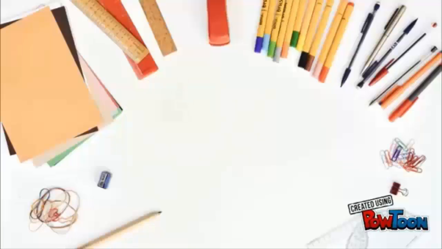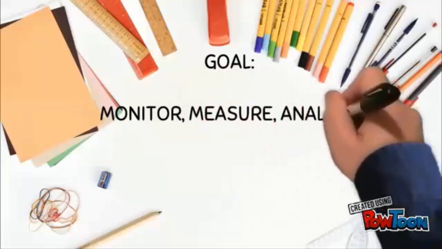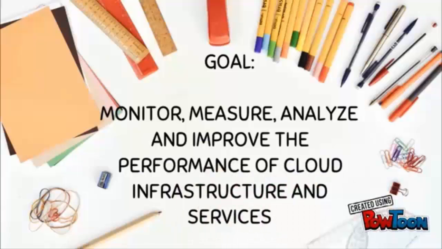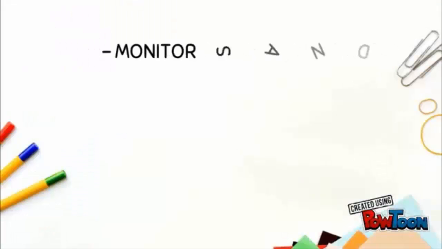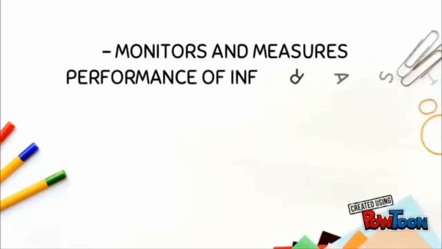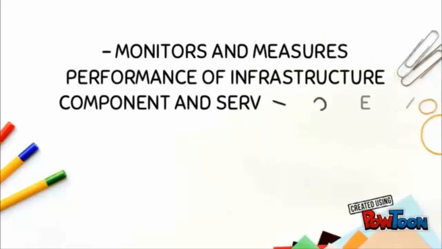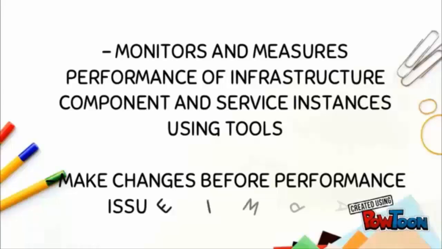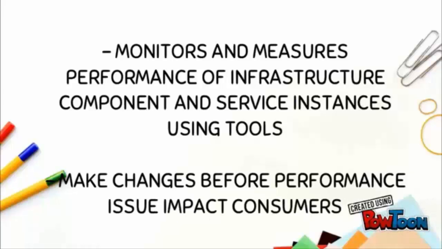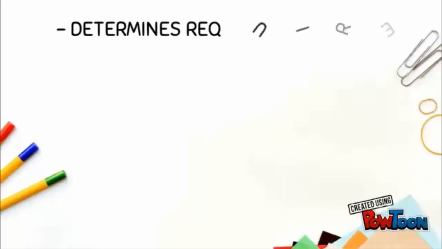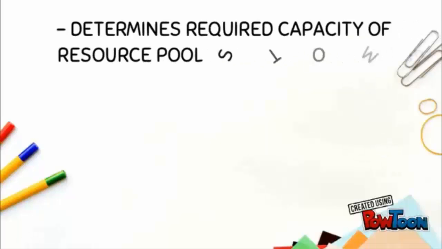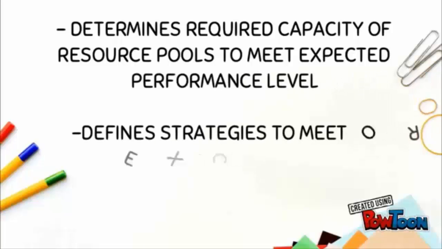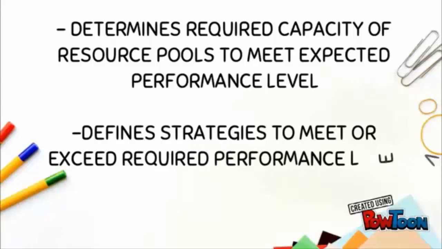Performance management. Goals of performance management are to monitor, measure, analyze, and improve the performance of cloud infrastructure and services. Monitors and measures performance of infrastructures, components, and service instances using tools. Make changes before performance issues impact consumers. Determine required capacity of resource pools to meet expected performance levels. Define strategies to meet or exceed required performance levels.